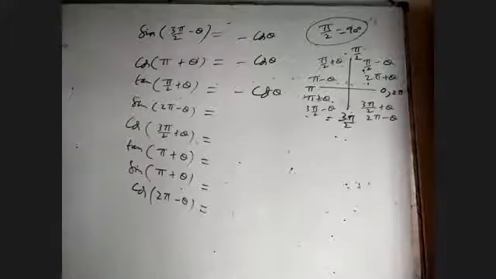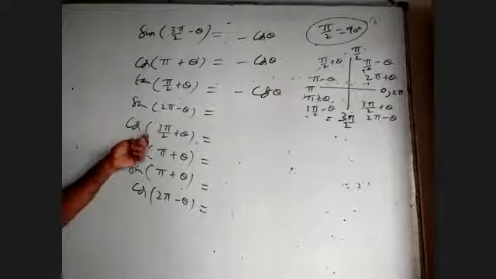You say 2 pi. 2 pi is 4 times pi by 2. Can you hear me now?